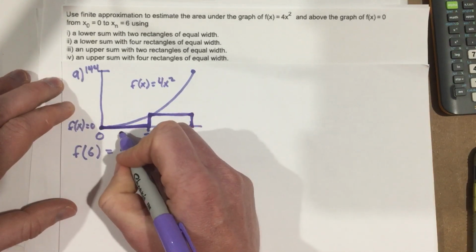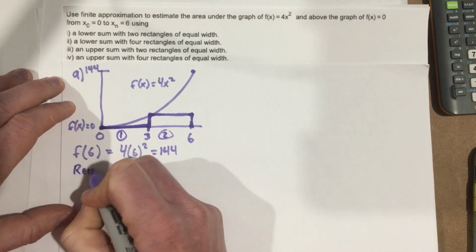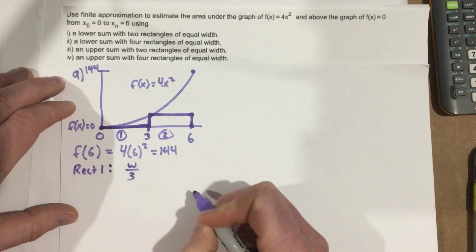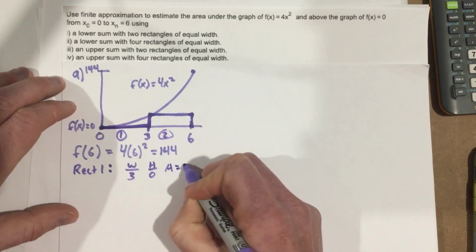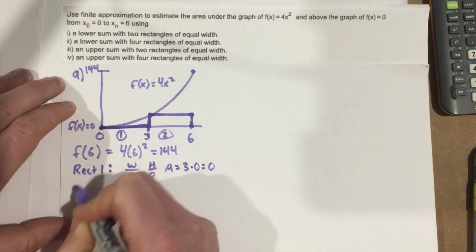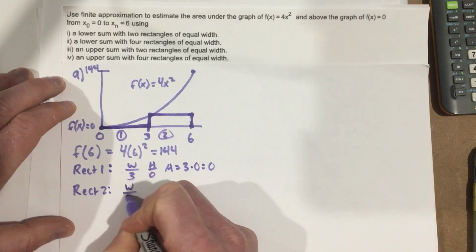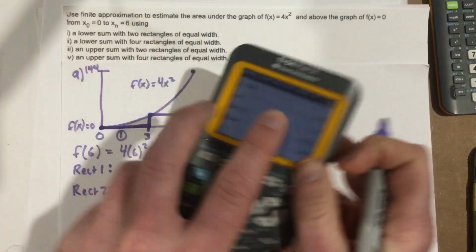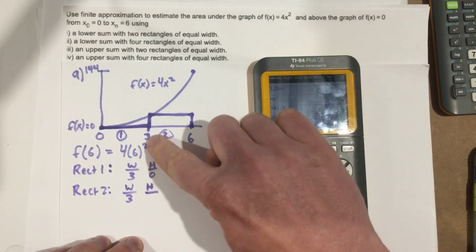So here's what we'll do. We'll label this 1, label this 2. So rectangle 1 has a width of 3 and has a height of 0, so it has an area of 3 times 0, which is 0. Rectangle 2 has a width of 3 because they have to have the same width, but its height is going to be this function, 4x squared, right, with an input of 3.